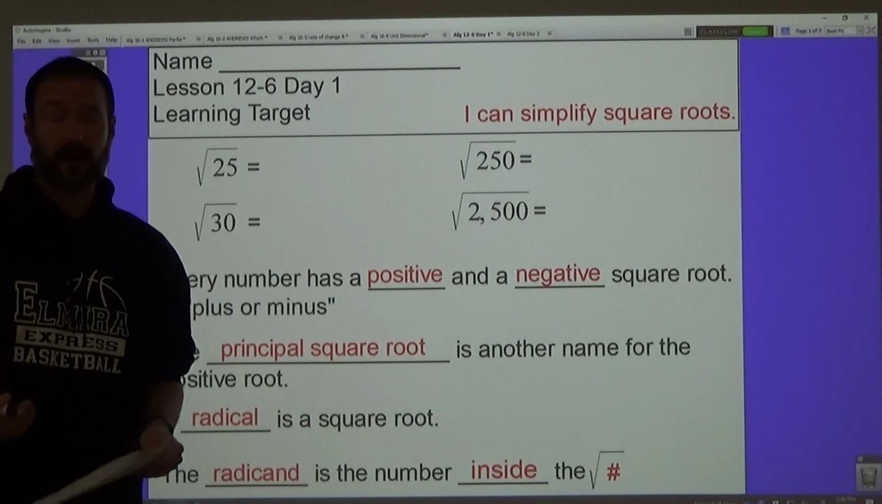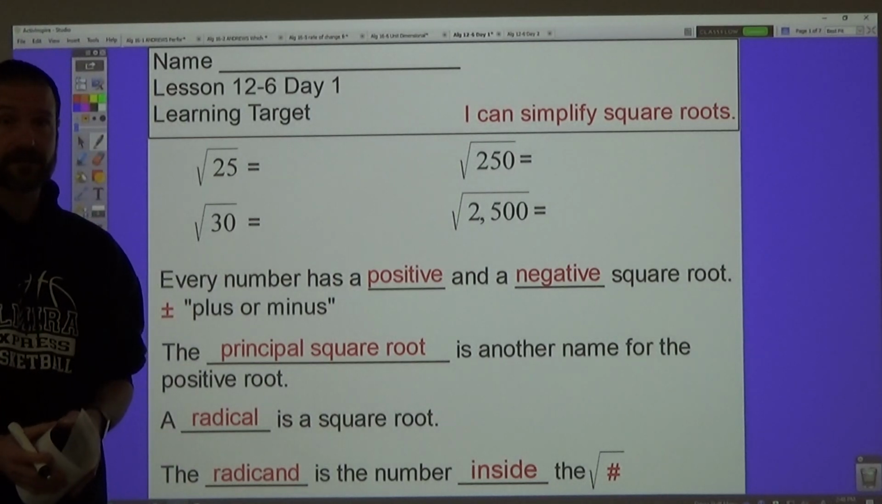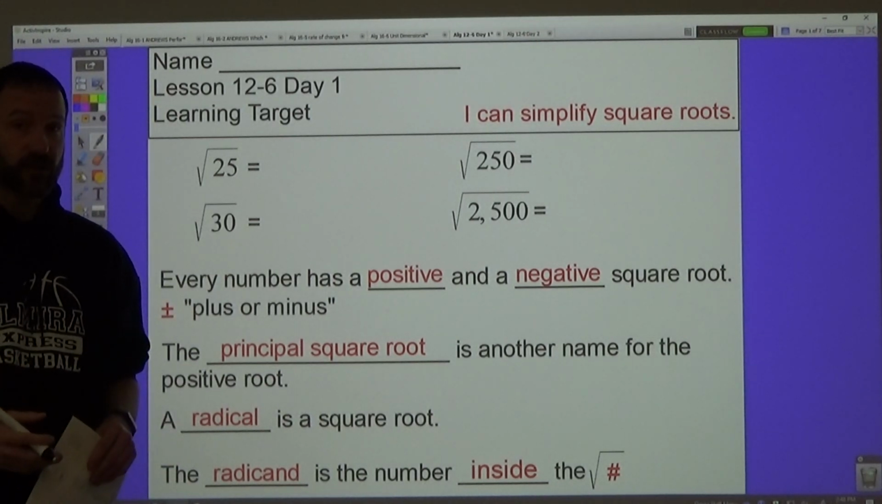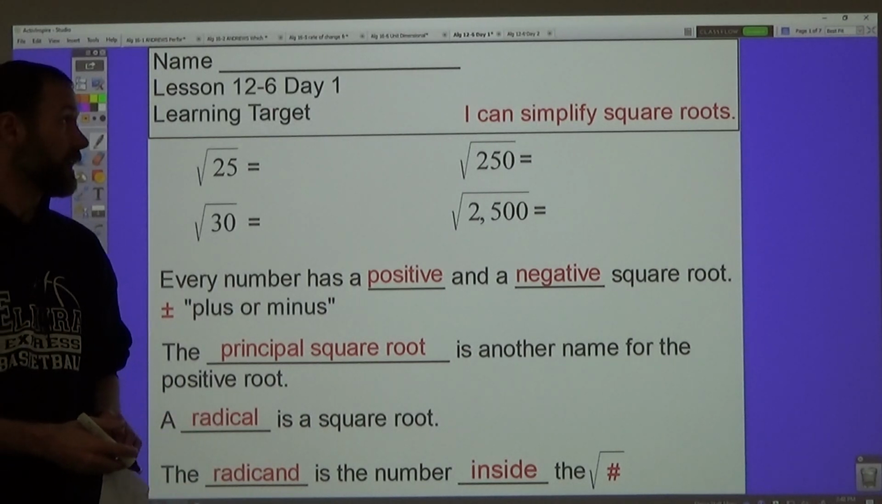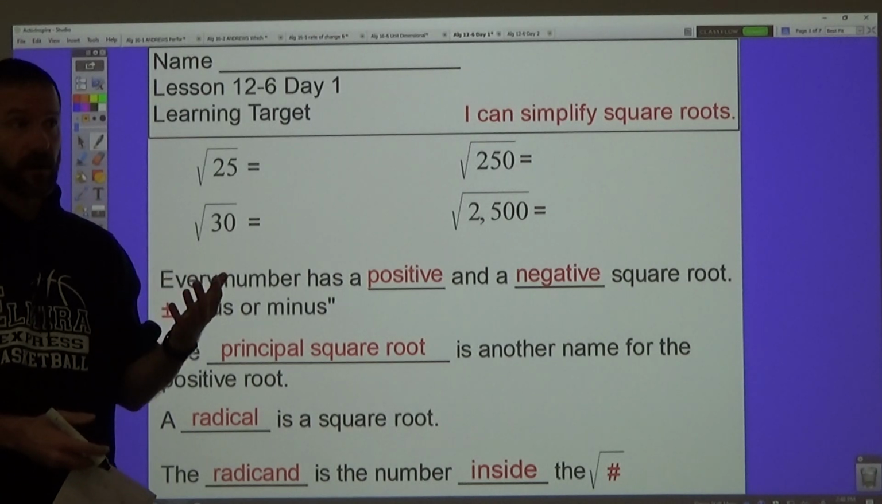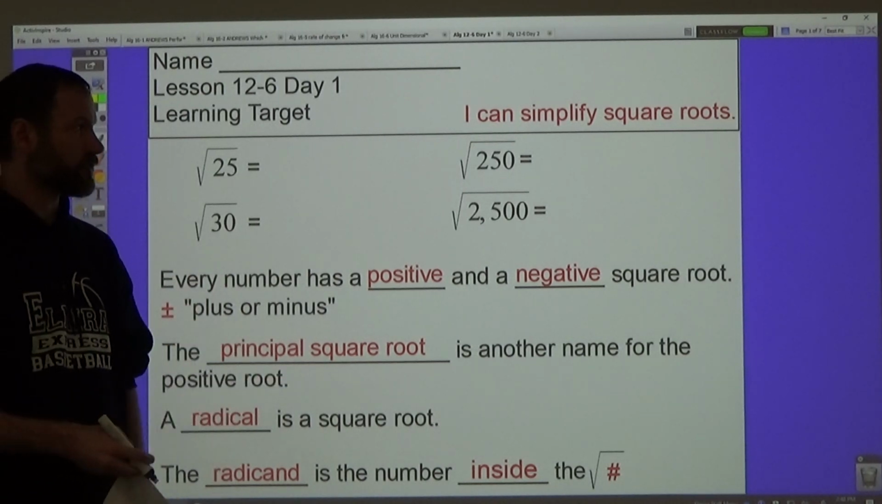This is the lessons for 12-6 day 1 and 12-6 day 2. Yes, we're going back to chapter 12. We sort of skipped over the last two-thirds of chapter 12 just because we were hoping to do it in school, but unfortunately we can't.